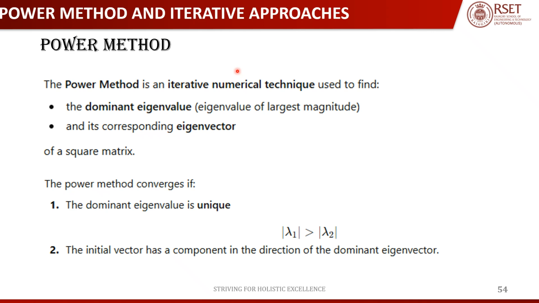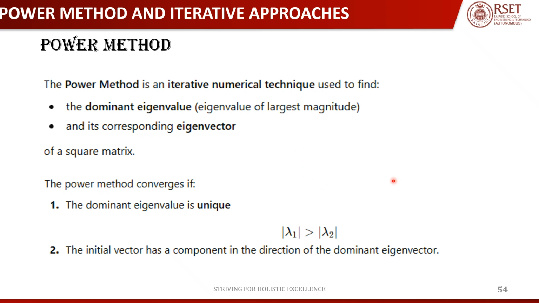Now we will be looking at a new concept: using the power method to find the dominant eigenvalue. Suppose a particular matrix has a unique dominant eigenvalue, which means if you list all the eigenvalues, the largest eigenvalue is not repeated. If it has a unique dominant eigenvalue, then we can use the power method to find the eigenvalues and the eigenvectors.